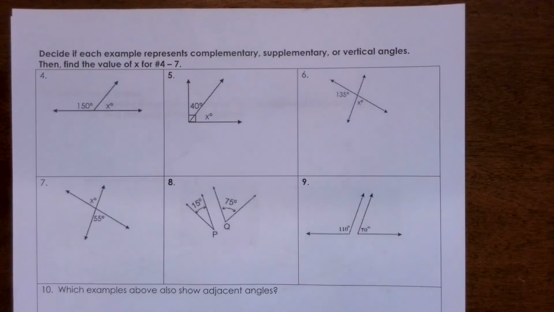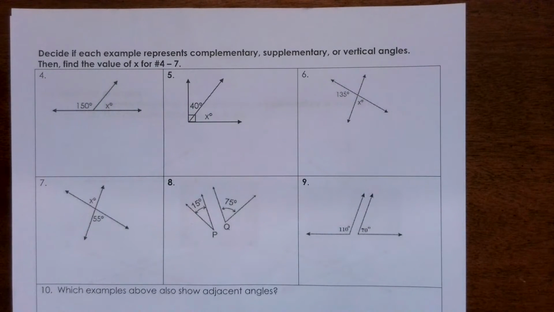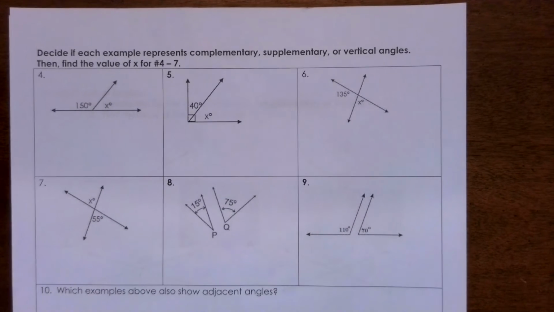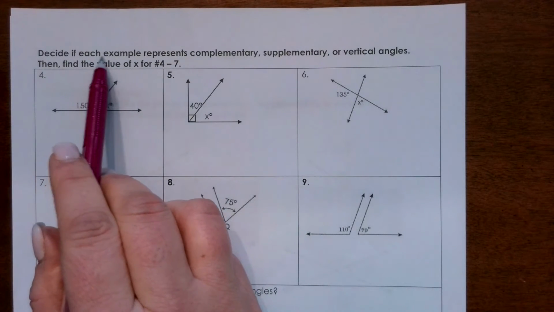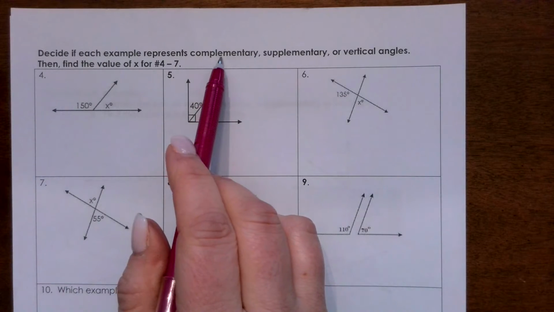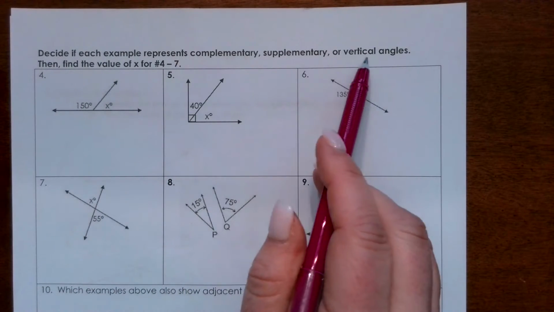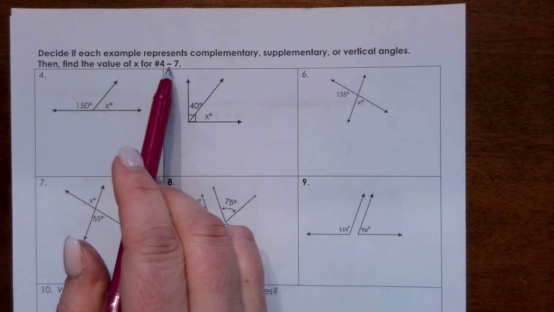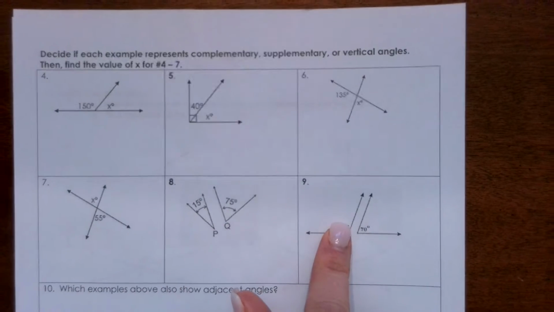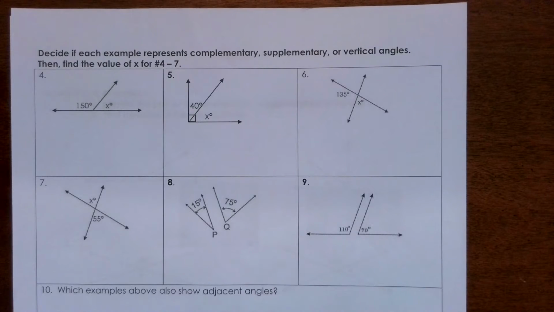Welcome. You should be on page 6 of your pre-algebra quarter 3 notebook. In this video, we're going to continue talking about angle relationships. In numbers 4 through 7, what we're doing is we're deciding if each example represents complementary, supplementary, or vertical angles. And then we'll find the value of x in numbers 4 through 7. So it looks like numbers 8 and 9, I do not have to find the value of x.